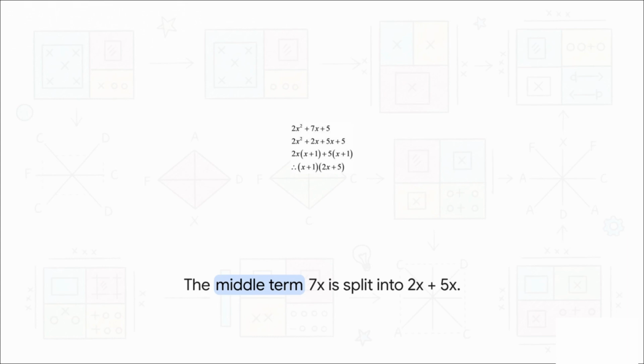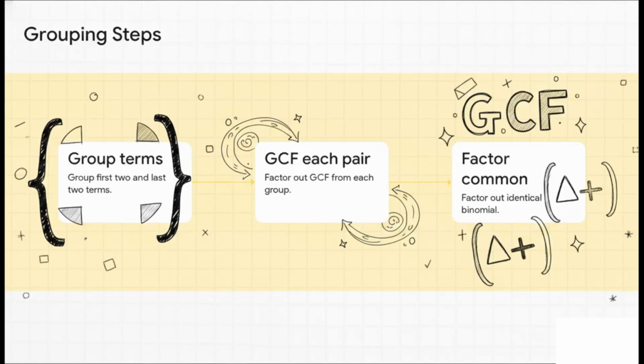But by splitting it, we now have 4 distinct terms. And that perfectly sets us up for grouping. All right, here's how you execute the grouping. Step 1, put parentheses around the first two terms and another set around the last two terms.